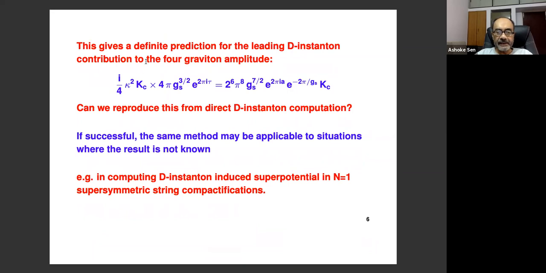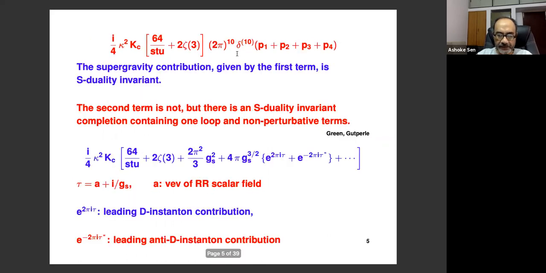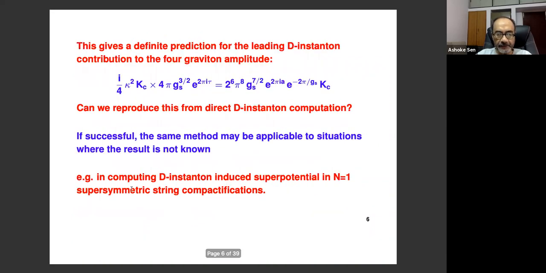So this calculation gives a definite prediction for the leading D-instanton contribution to the 4 graviton amplitude. I just take this and pick up the coefficient of this term over here, and then use the fact that tau is A plus i over g_s. And this is the prediction. It comes with very precise coefficients. You have this factor of e^(2πiA) because tau contains this factor of A.